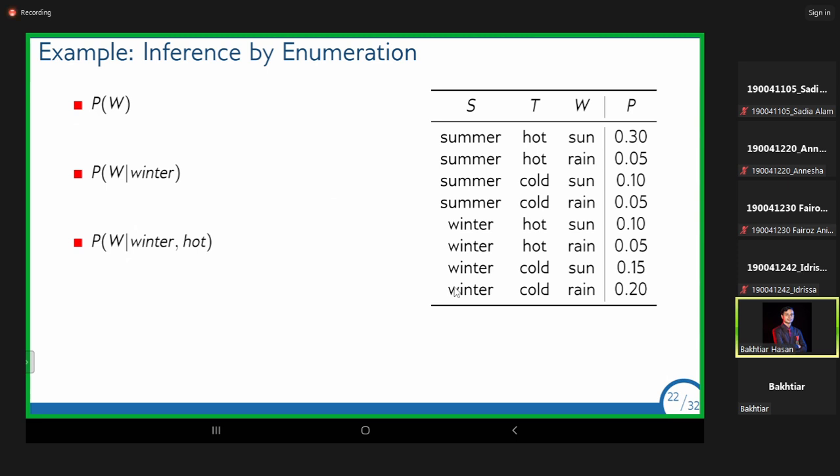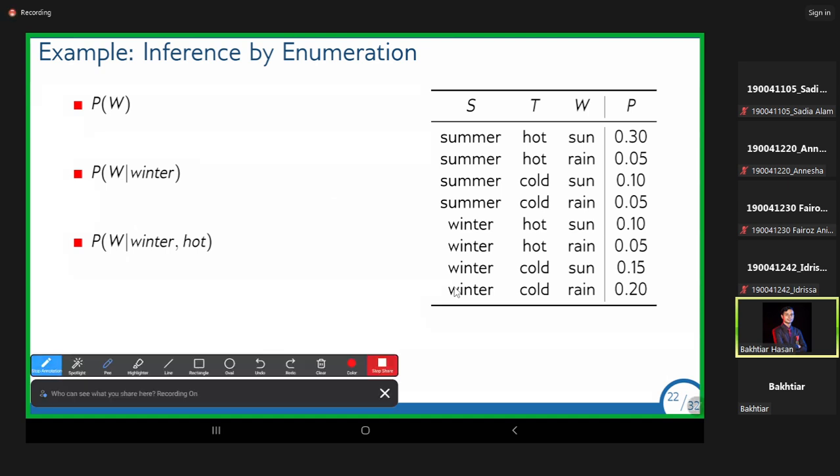So the first question: what is P of W? This is the query, which also happens to be a marginal distribution because there is no evidence. Since we do not have any evidence, the whole table is consistent with our observations, so we cannot cross out any rows. The first step is skipped. But we can still collapse on S and T, because they are not observed and they are not part of the query, so they are hidden variables now. What we are going to get will look like this: P of sun and P of rain.